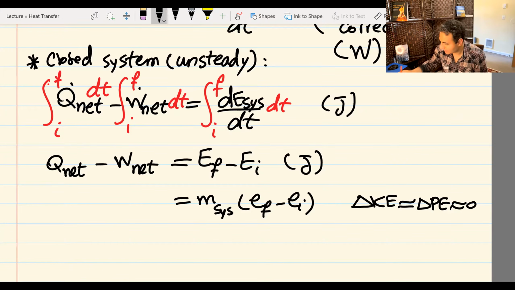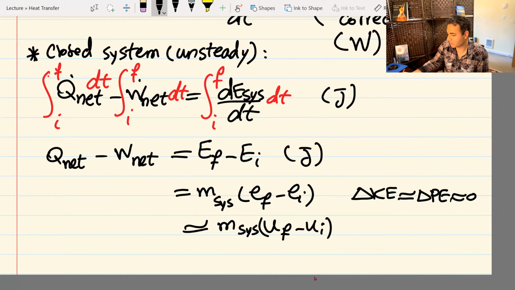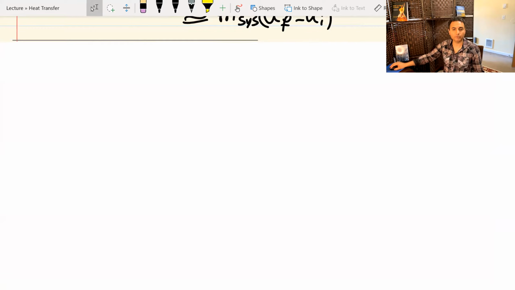Then in that case, this whole thing basically becomes mass of the system times U, internal energy of the system, U final minus U initial. It simplifies to a simpler equation. Now, just to recap the whole thing, I'm going to move to the next page to recap the whole thing.